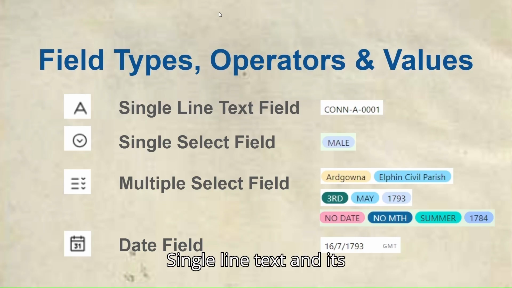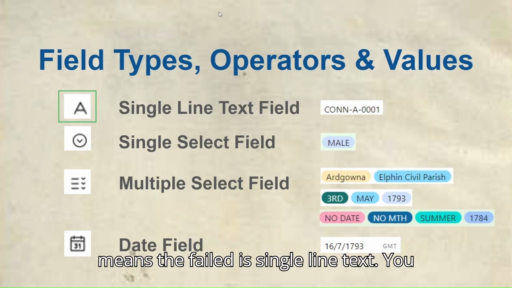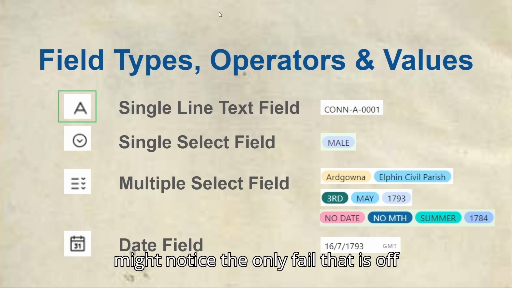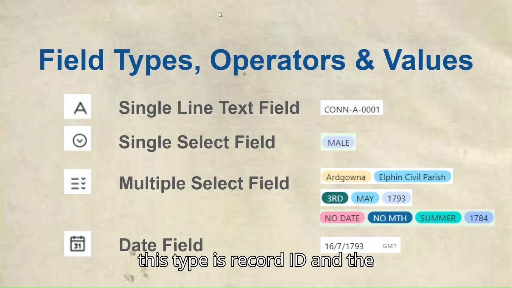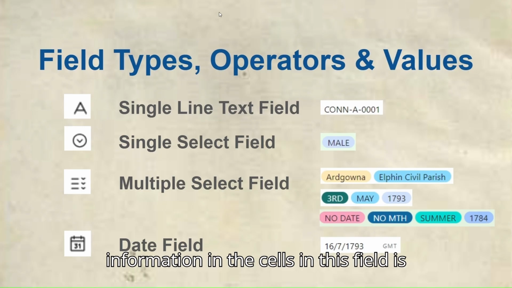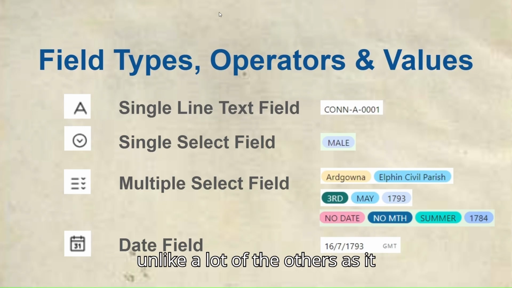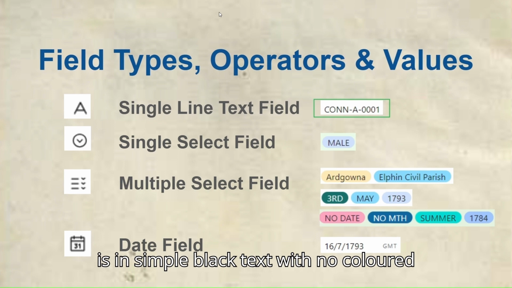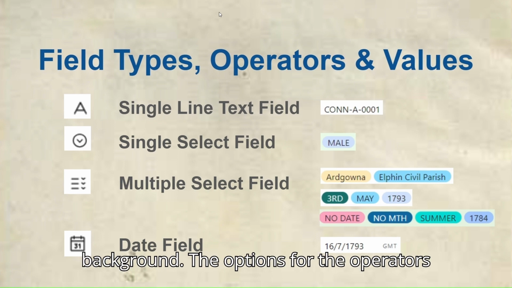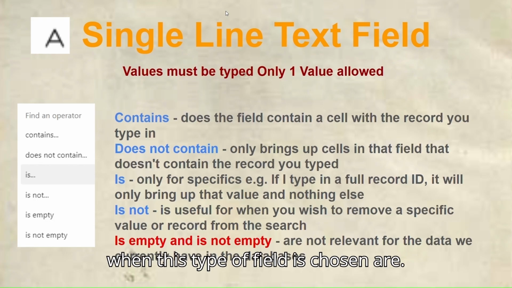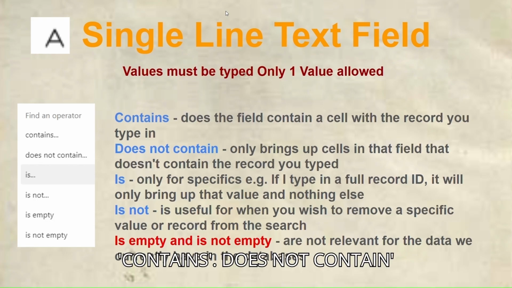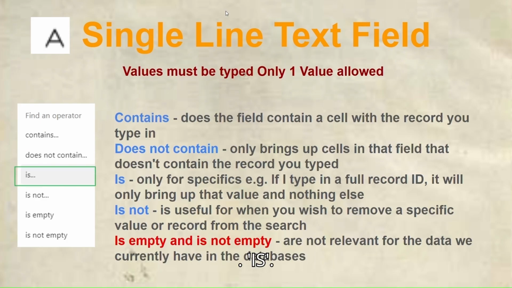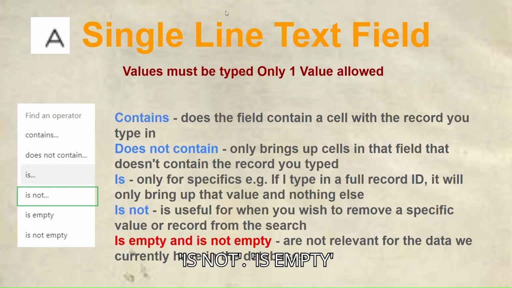Single line text and its operators. The A symbol means the field is single line text. You might notice the only field that is of this type is record ID, and the information in the cells in this field is unlike a lot of the others, as it is in simple black text with no coloured background. The options for the operators when this type of field is chosen are contains, does not contain, is not, is empty, and is not empty.